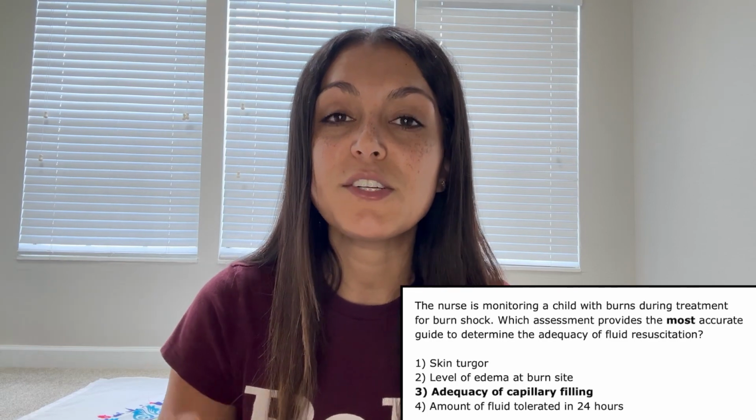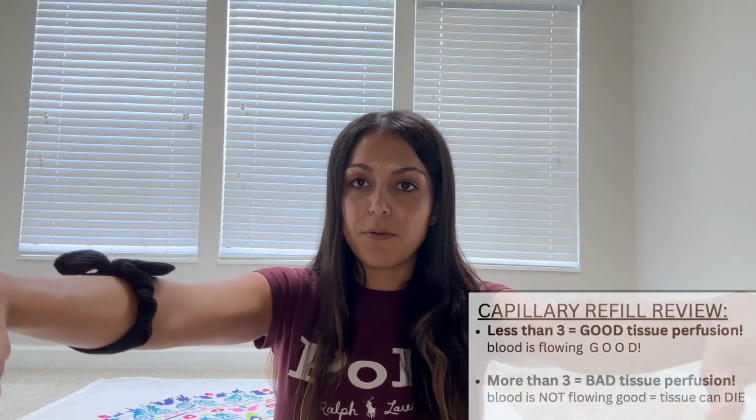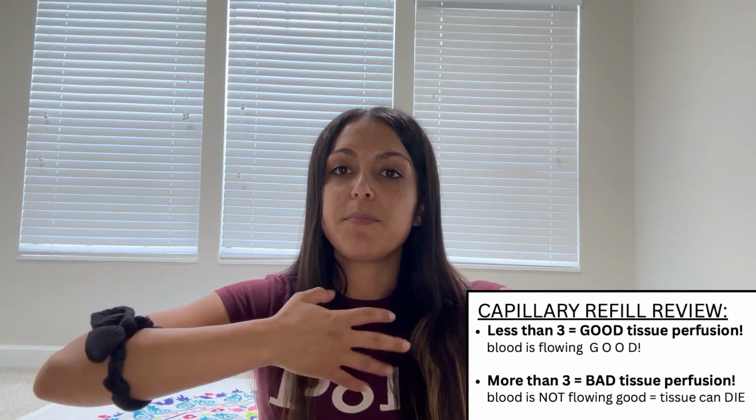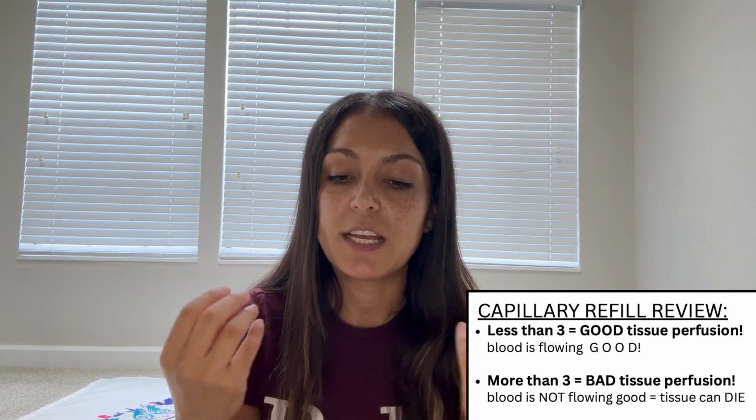But the answer here is number 3, right? We want to check their capillary fillings. We want to make sure they have adequate blood flow through their body. If their heart's pumping blood, and it's going to our extremities, upper and lower, we're going to check their capillary refills and we're going to check to see if it's under 3 or over 3, right? That's what we want to look for.